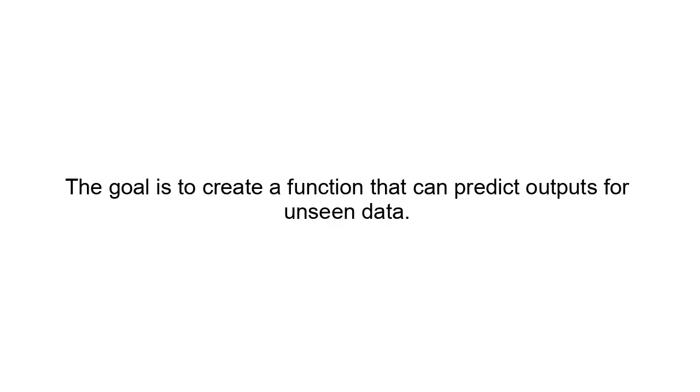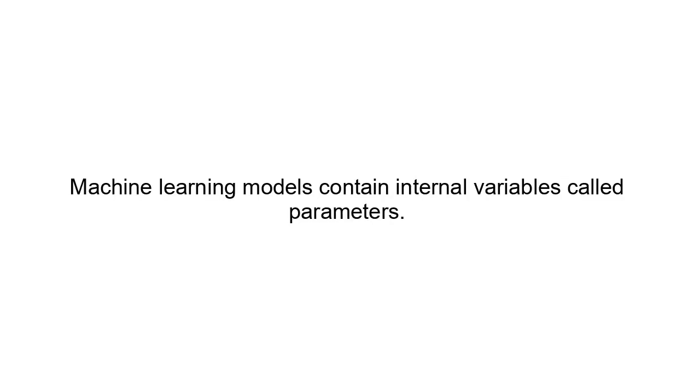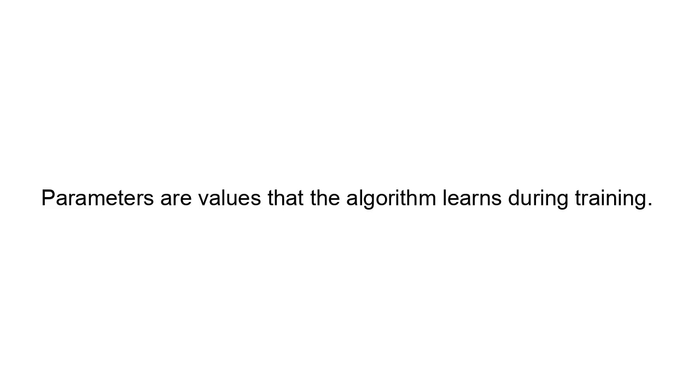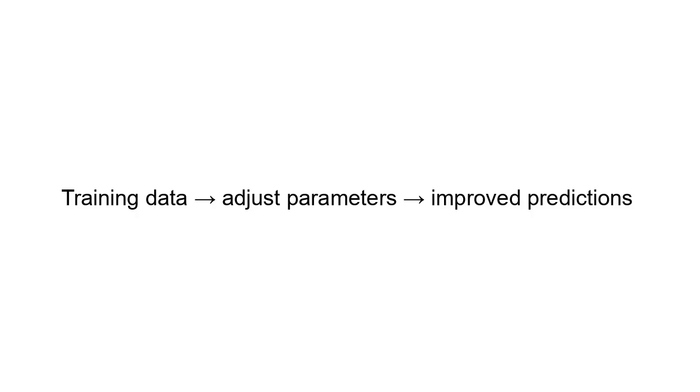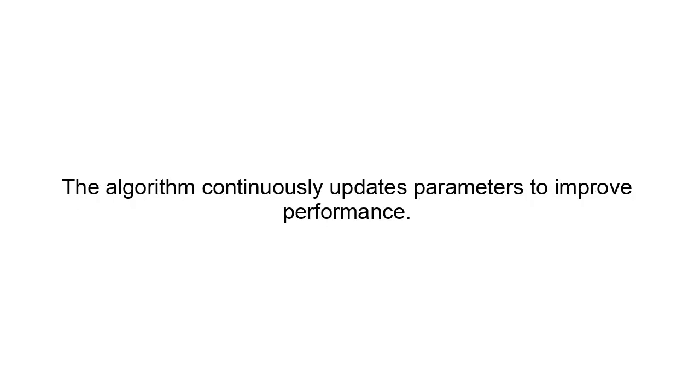Model parameters. Machine learning models contain internal variables called parameters. Parameters are values that the algorithm learns during training. Example. In linear regression, slope and intercept. Example concept. Training data, adjust parameters, improved predictions. The algorithm continuously updates parameters to improve performance.